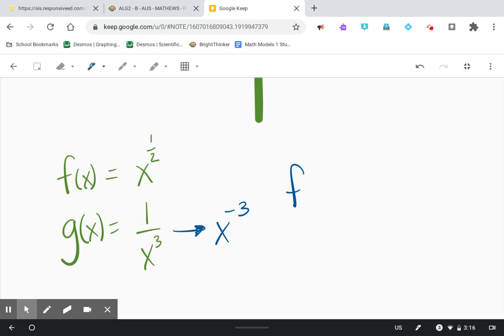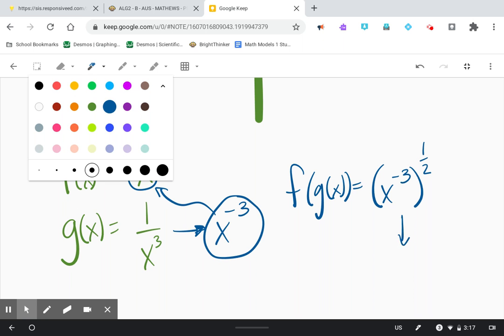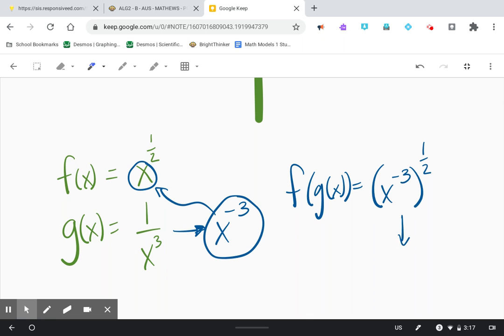And then when I go to do the actual f of g of x, this is what you're going to do. I'm going to write it this way. I'm going to put parentheses to the 1/2 power, because that's what this looks like, because I'm going to take this and put it in here for this. So inside of there, it's going to be x to the negative 3. And the reason we do it this way is because when I actually work this out, these two get multiplied by each other, negative 3 times 1/2. And so the final result will be x to the negative 3 over 2, which could be rewritten as 1 over the cube root of x, or the square root of x.